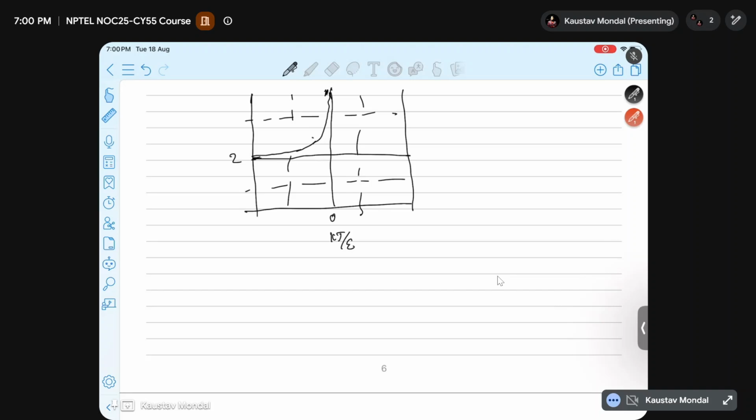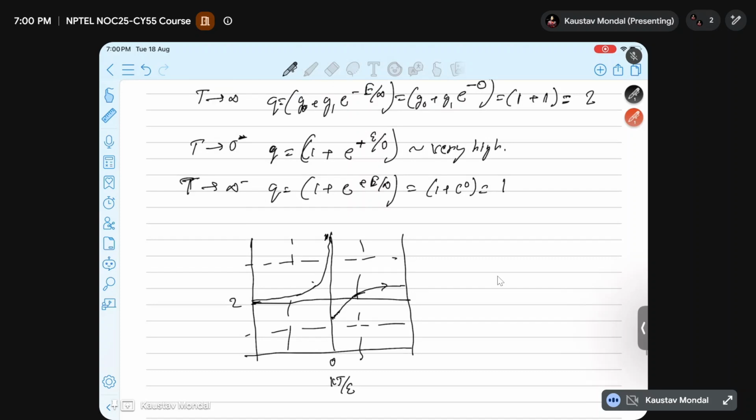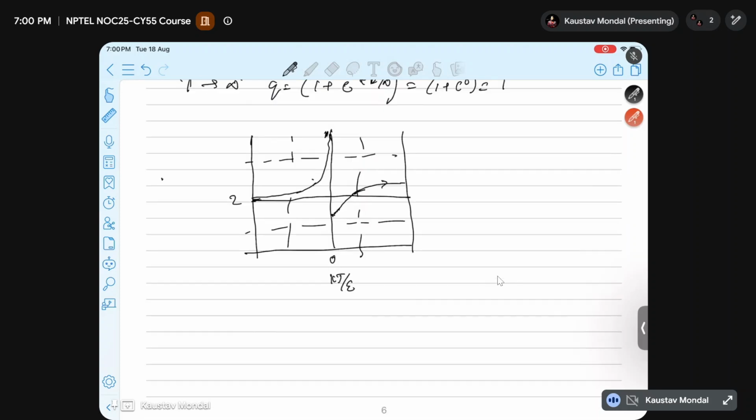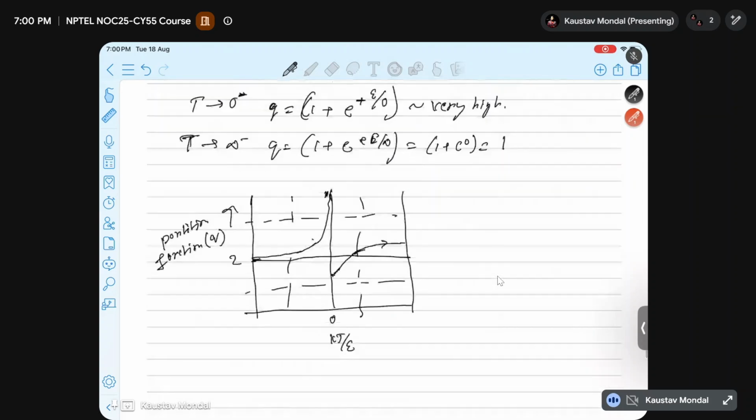Similarly, if you come towards 0 from the positive side, you know Q tends to 1, and from here, if you increase the temperature towards positive infinity, it moves like this to a constant value. This is typically the diagram. This is the partition function on the y-axis. So this is how the partition function typically behaves for a two-level system.